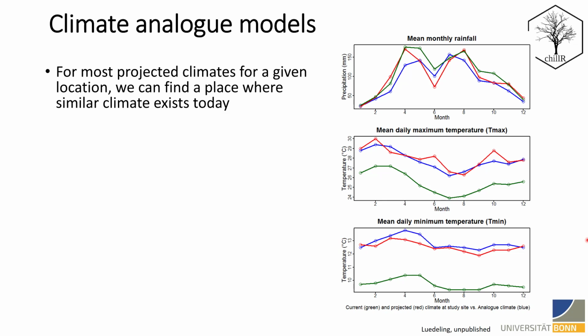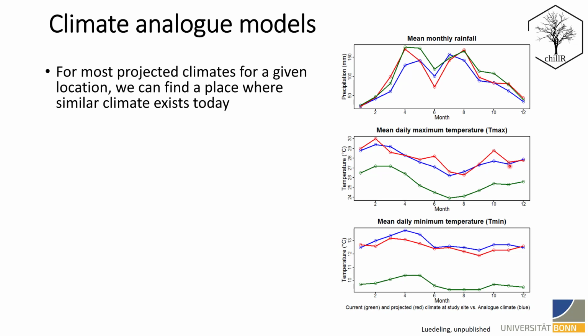So here are some diagrams where this is basically compared. What's shown here is the current situation for a particular place somewhere in East Africa of the daily maximum temperature here, for example, and the daily minimum temperature and the mean monthly rainfall. And then in red, we see for the same place, the projected conditions. Yeah? So this is the future that we're expecting for the particular place we're interested in.